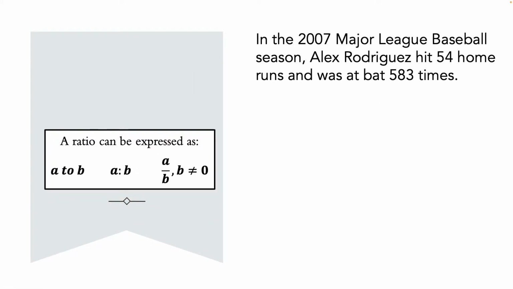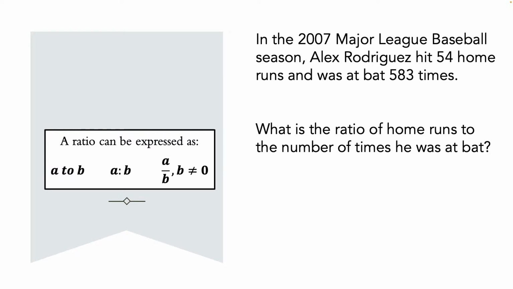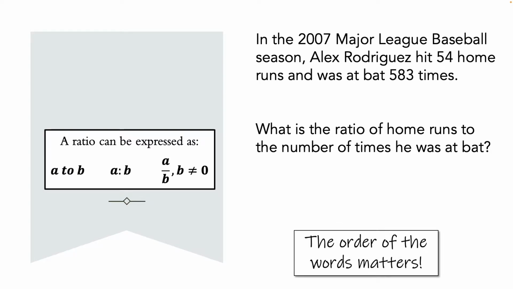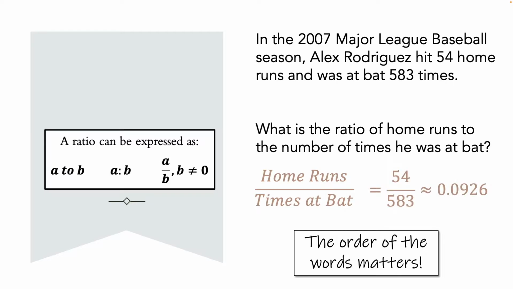So here's an example. In the 2007 Major League Baseball season, Alex Rodriguez hit 54 home runs and was at bat 583 times. What is the ratio of home runs to the number of times he was at bat? Now, before we actually set this up, I want to say the order of the words when you're talking about ratios really matters. So we want the ratio of home runs to number of times at bat. We're going to set up a fraction with home runs on top, times at bat on bottom. So when we put numbers to it, we've got to make sure that the home runs goes on the top and the times at bat goes on the bottom. So there's our ratio, 54 over 583.